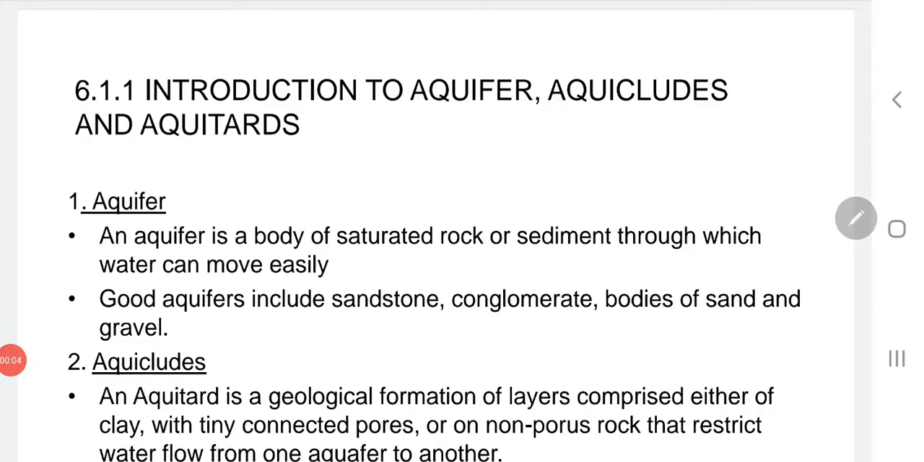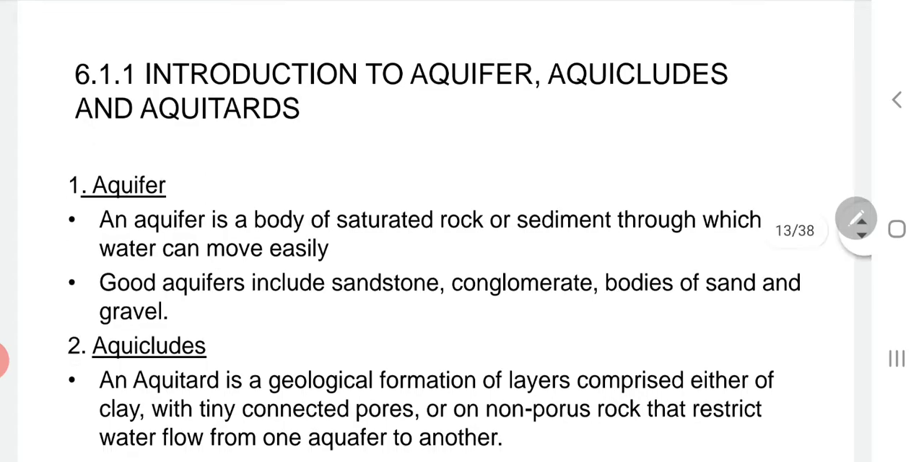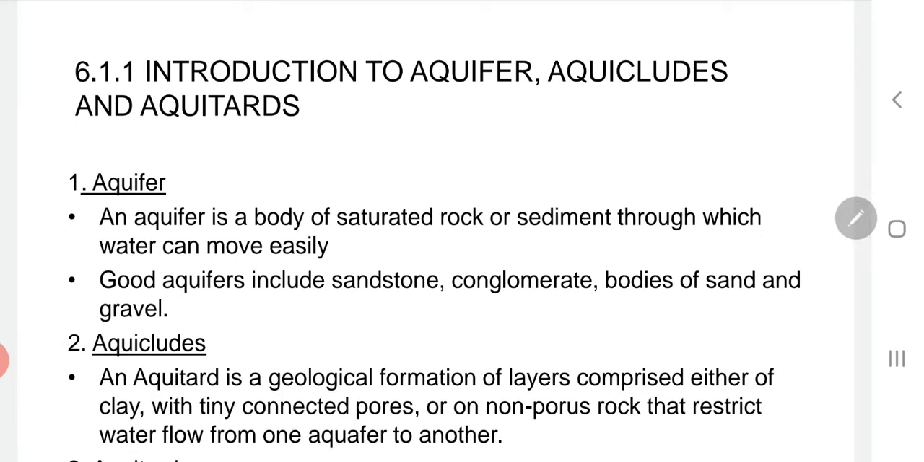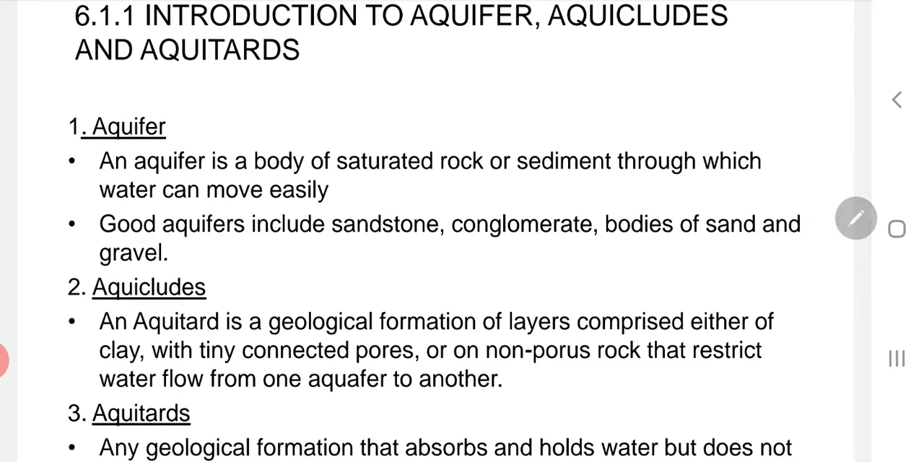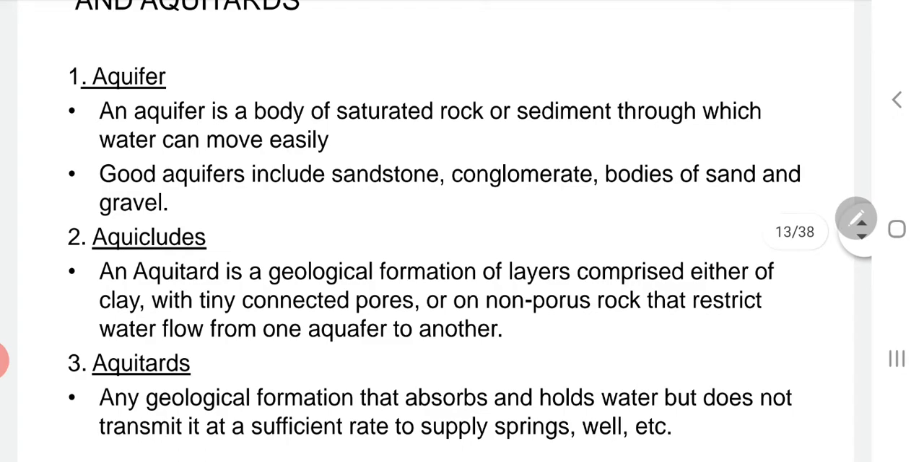Now we move to part 3 of the hydrogeology. This is where you need to know about the terminology of aquifer, aquicludes and aquitards. All of this is inside your earth crust, and this is specially for groundwater, or what you know as hydrogeology. So aquifer, aquicludes and aquitards are the space inside the earth crust that contain water.